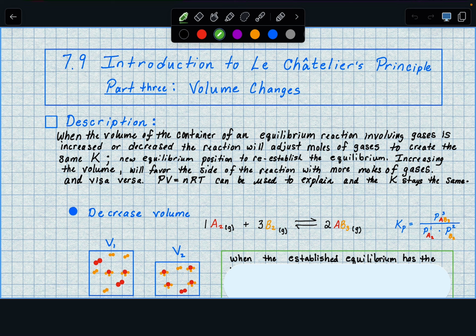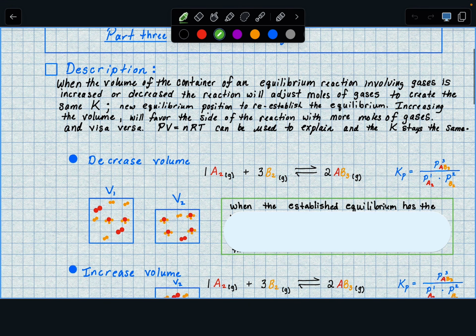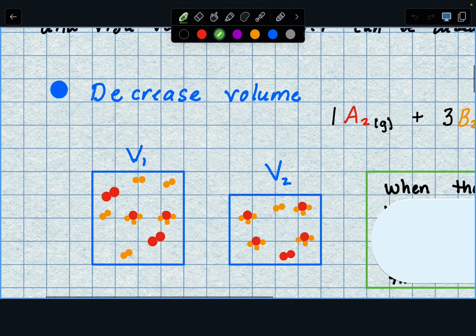All right, so let's take a look at decreasing the volume. Make sure you pay attention to that A are the red, B are the orange, and then our products are these AB3. And count how many are actually in each of these different containers when the changes are happening. All right, so let's zoom in and take a nice slow look at the first one. Then we'll go a little faster when we get to the next change.